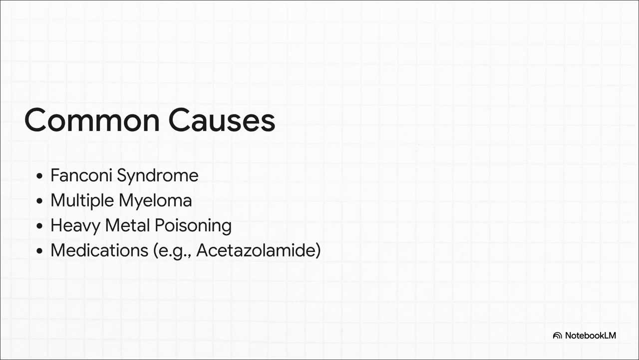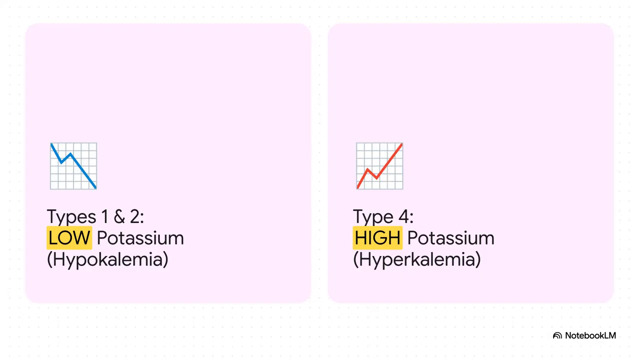The classic cause you'll hear about for type 2 RTA is something called Fanconi syndrome, which is basically a widespread defect in that whole proximal tubule. But other things can cause it too, like multiple myeloma, heavy metal poisoning, or even certain drugs like the diuretic acetazolamide. Okay, let's hit pause for a second.